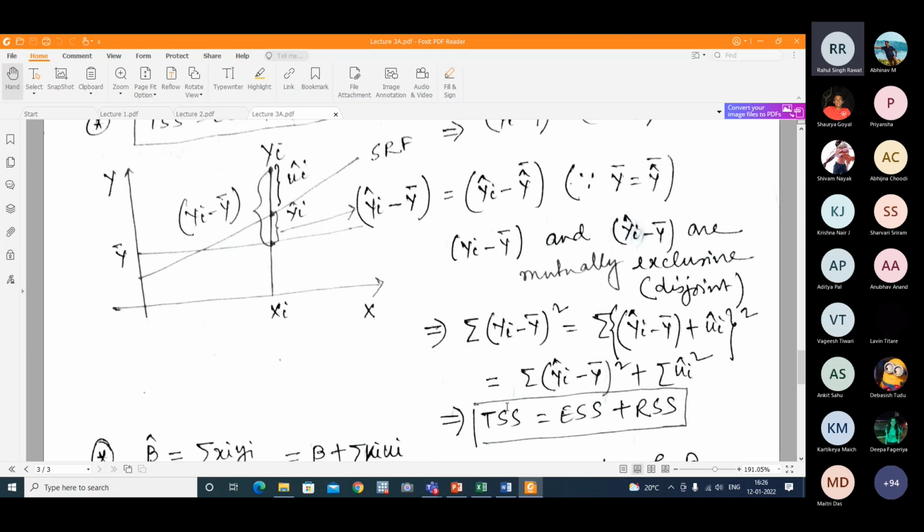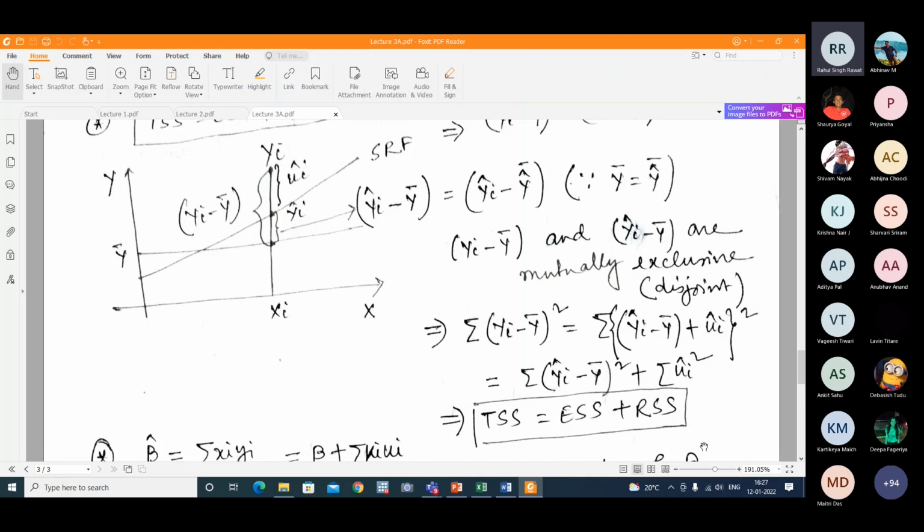Maybe this R square value will change the moment I bring in the quadratic component, because when I'm assuming the linear relationship, the quadratic part remains uncaptured, and that may result in low ESS and high RSS. So this is a very important derivation, and in subsequent discussions you will see the importance of R square in regression analysis.